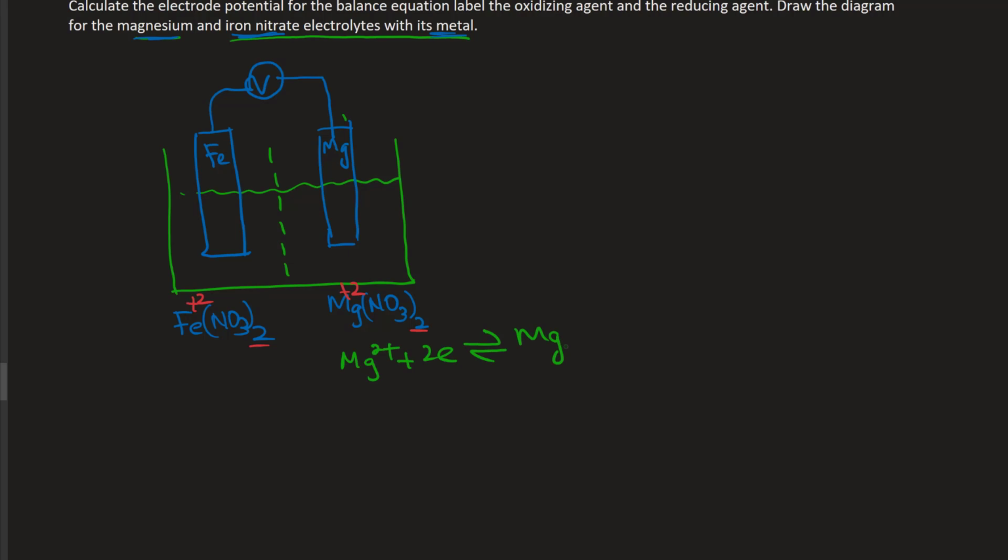Now we copy the values from the data sheet. Magnesium has minus 2.37 and iron has minus 0.44. So for both you always write the standard reduction potential. Just copy it, right? Now look for the more positive value of the two.